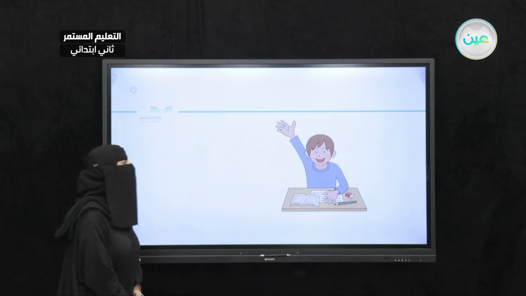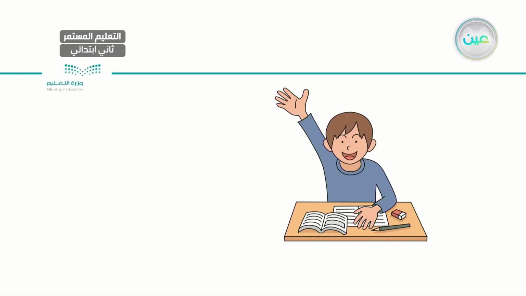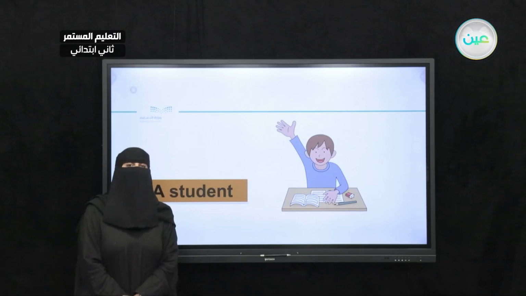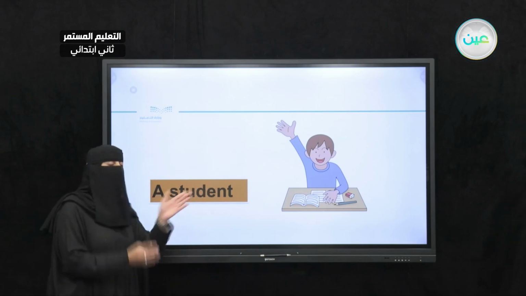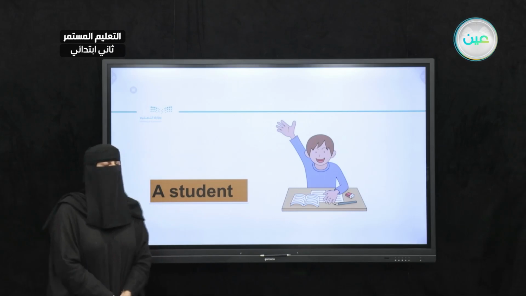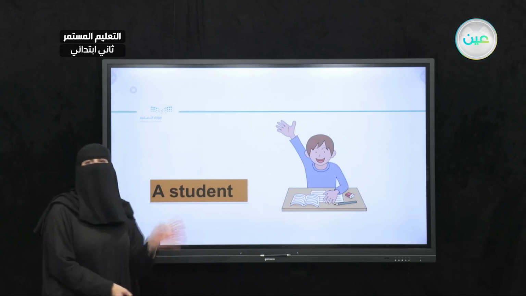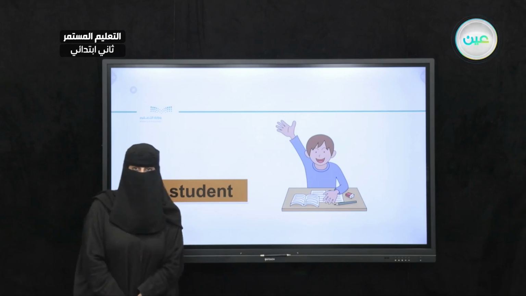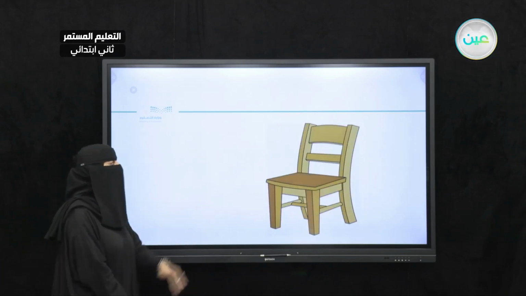Now, how about this? Who can you see here? Is he a teacher? He's not a teacher. He is a student. A student. One more time, a student. One last time, a student. How many students can you see here? For me, I can see one student. A student. Okay? Now, what about this item?